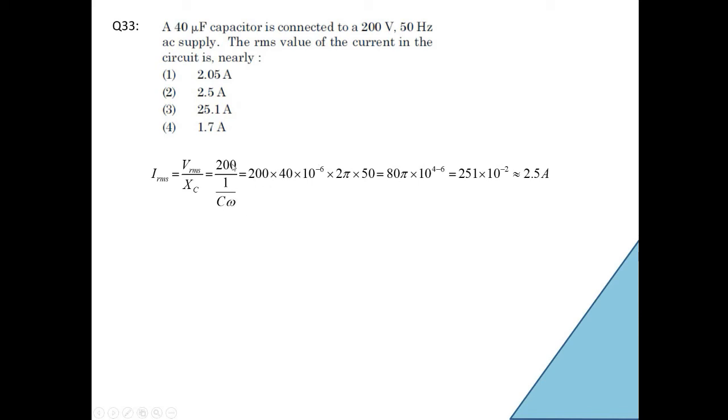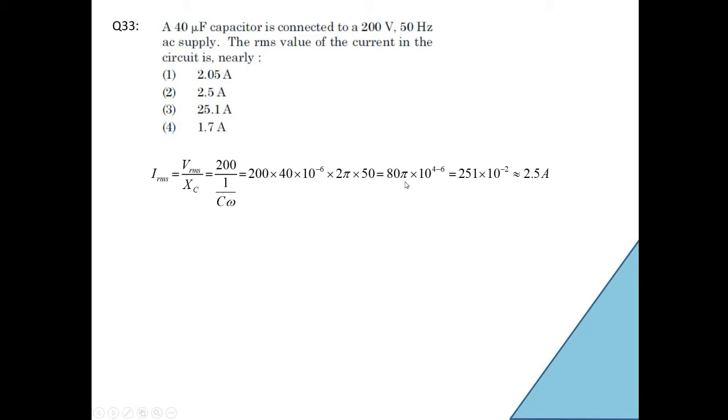Take it to the numerator. 200 as it is. C is 40 microfarad, 40 micro. Omega is 2 pi F, 2 pi, F is 50. So you will have to simplify. 40 into 2 pi, 80 pi. 200 into 50, 10 power 4, 10 power minus 6. So 10 power 4 minus 6, this is 10 power minus 2.